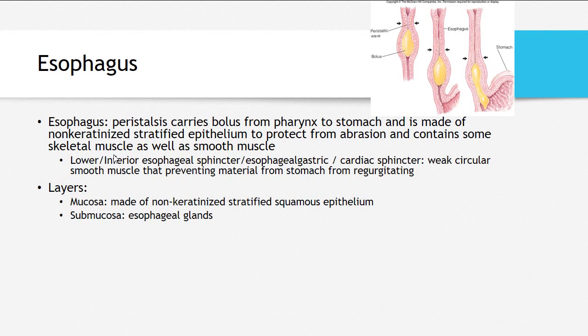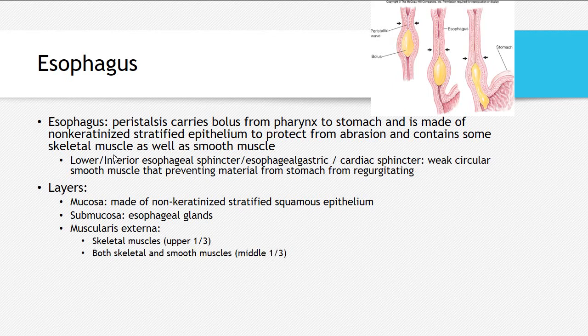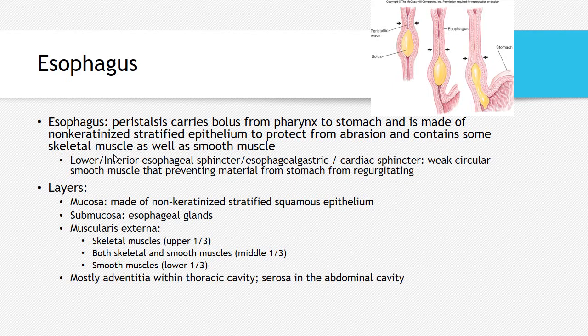Okay, the submucosa has the esophageal glands. Muscularis externa, like I said earlier, starts off with skeletal muscle. Then it has both skeletal and smooth muscle. And then the lower part is the smooth muscle itself. And we said that the esophagus is going to be mostly adventitia. Then towards the stomach, right underneath the diaphragm, it has some serosa around it.